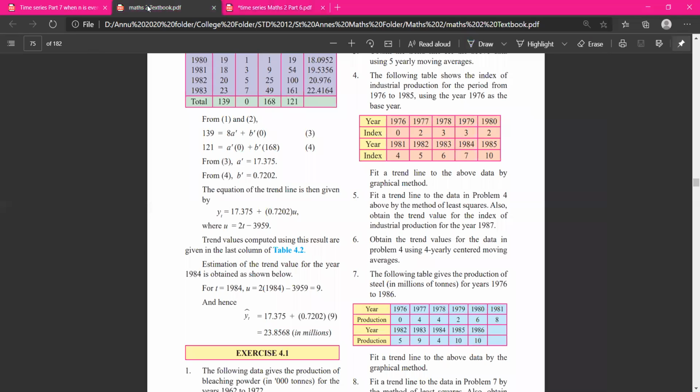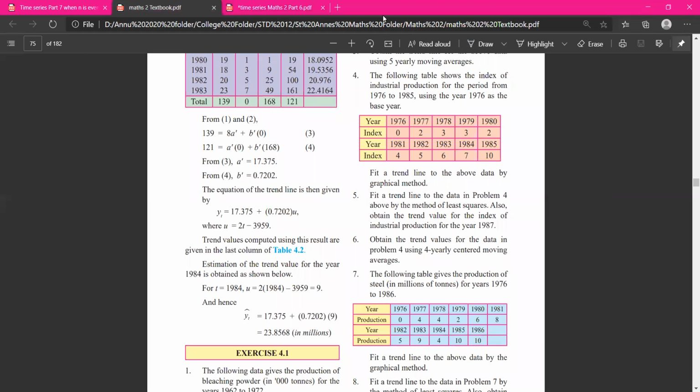So no worries class, even if you didn't understand, there is no need to worry. When we do the sum, then you'll understand. So I'm starting with sum number 5 of your textbook. Find a trend line of the data given in problem number 4 by least squares.